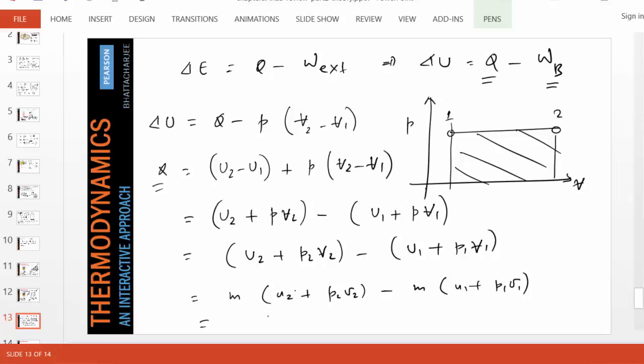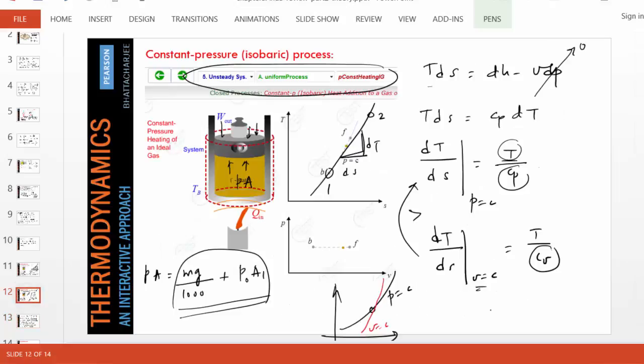And if you recall, U plus PV is what? Enthalpy. So you get a very simple formula for Q. When pressure remains constant, the heat transfer is given by the enthalpy difference times the mass of the system. So again, we will encounter constant pressure process and constant volume process when we analyze IC engines soon.